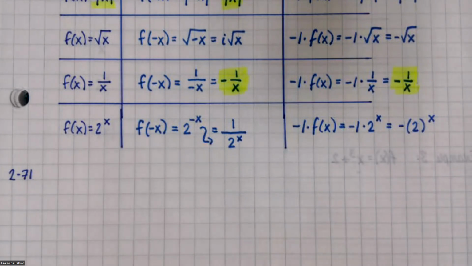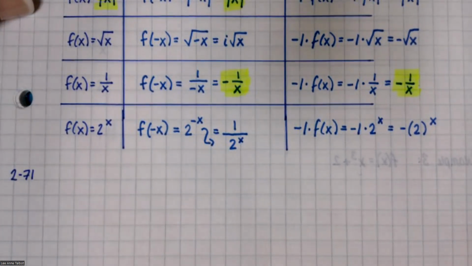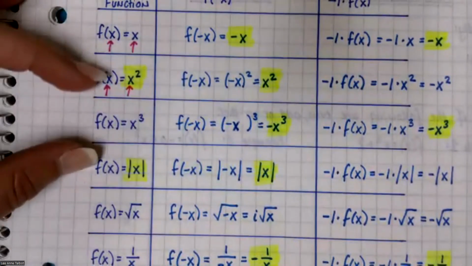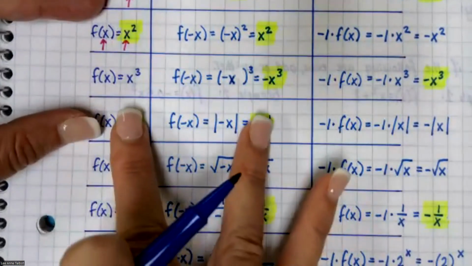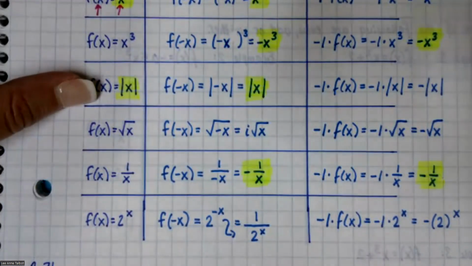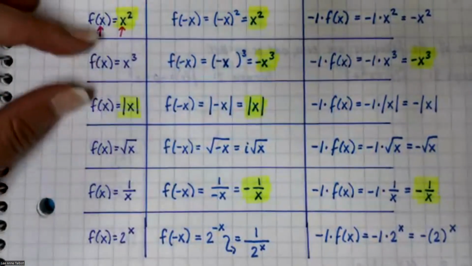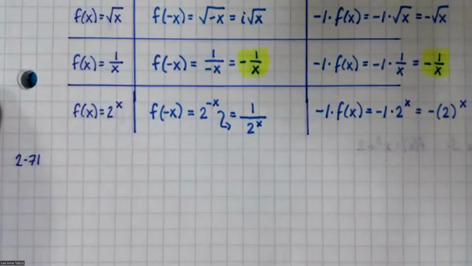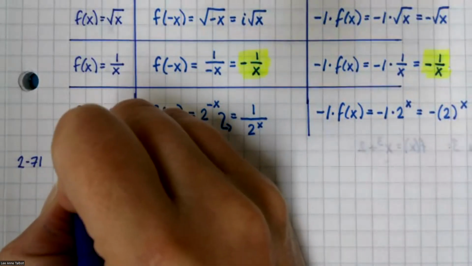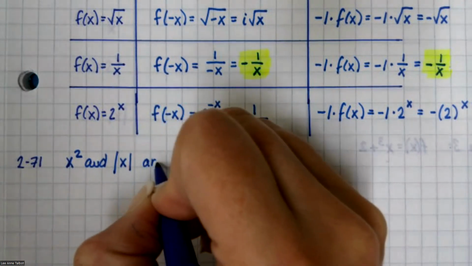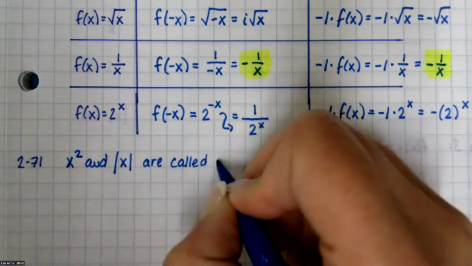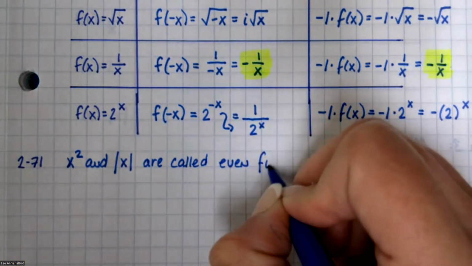Okay. So we're going to start with the ones that match, the two that match the first, the original, and the f of negative x. So we're going to start with these two. These two have column 1 and column 2 highlighted. All right, that is x squared and absolute value of x. X squared and absolute value of x are called even functions.